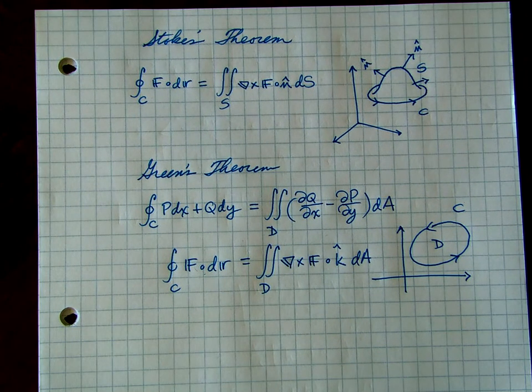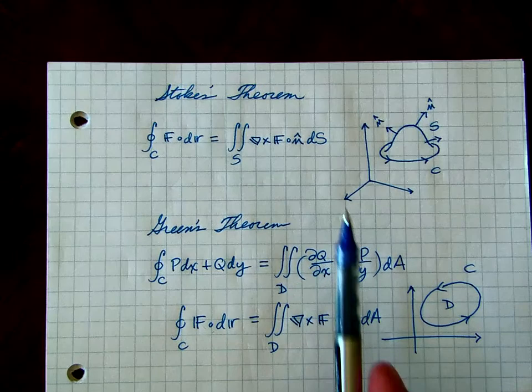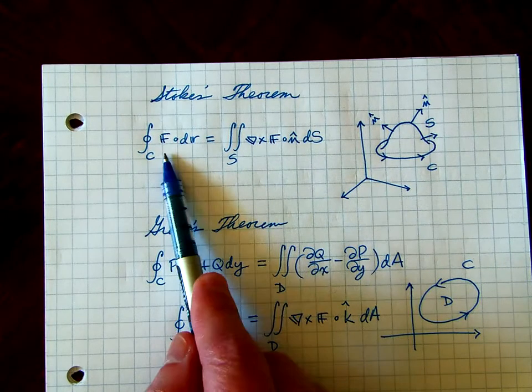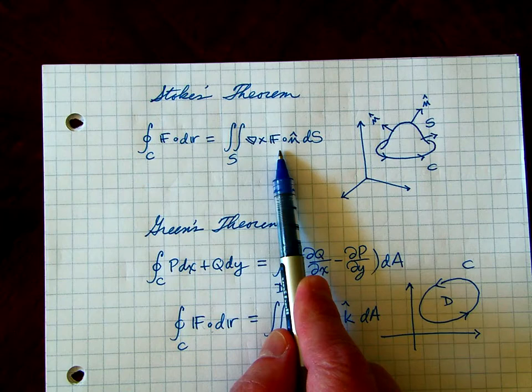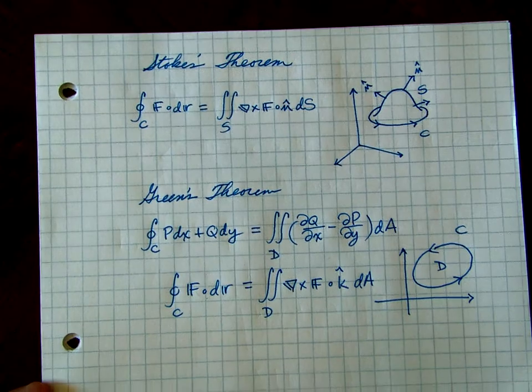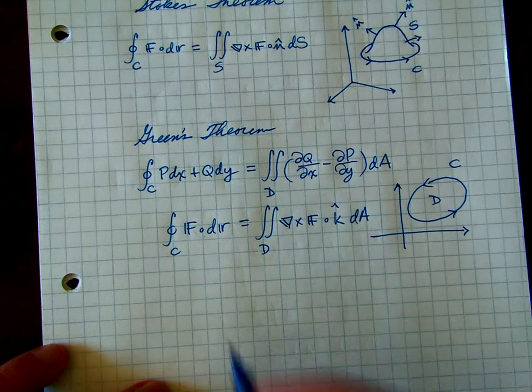Now this has an immediate application that might not occur to you offhand. On the one hand, it's fairly obvious that these theorems give you a choice. I can do the line integral, or I can do the surface integral. I can do this line integral, or I can do this area integral. Whichever one is more convenient. But get a load of this.